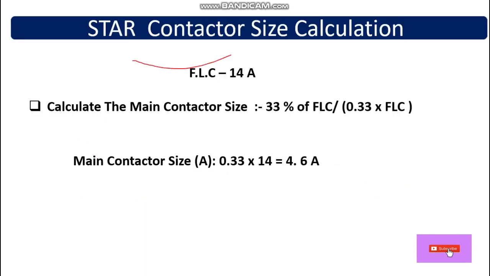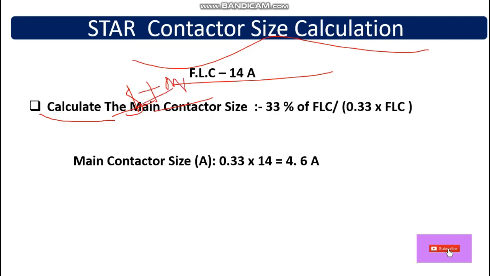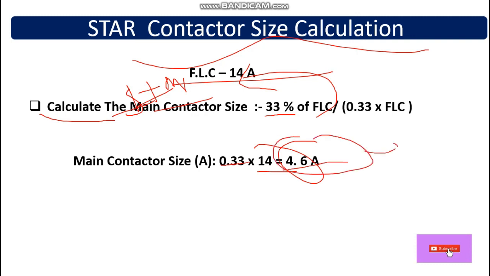Now come to star contactor size. So this is the FLC. As you know, to calculate the star contactor size, we have to take the 33% of this FLC. So 0.33 into 14, it becomes 4.6. So what we have to do, if a size near to this is available in the market, we can go near to this, like 5 to 6 ampere. If not, then go like this.